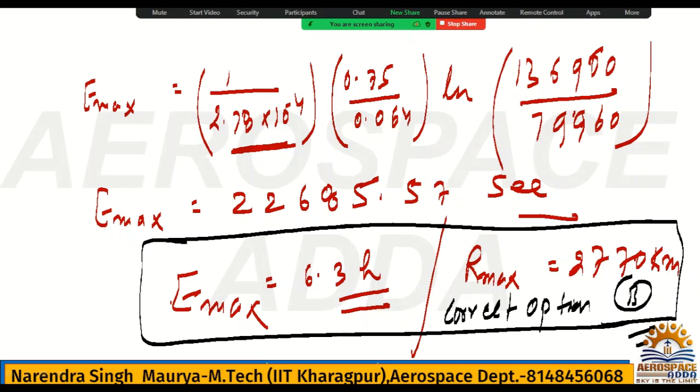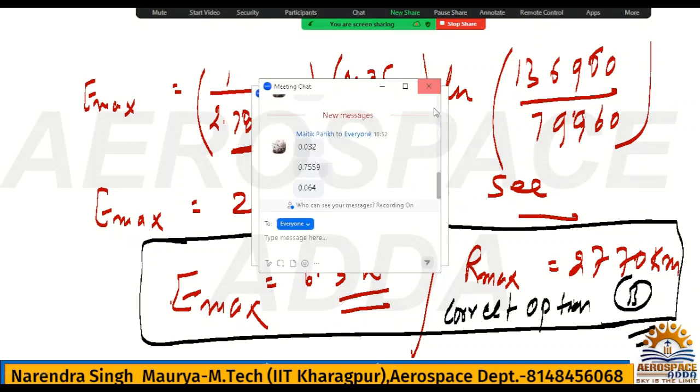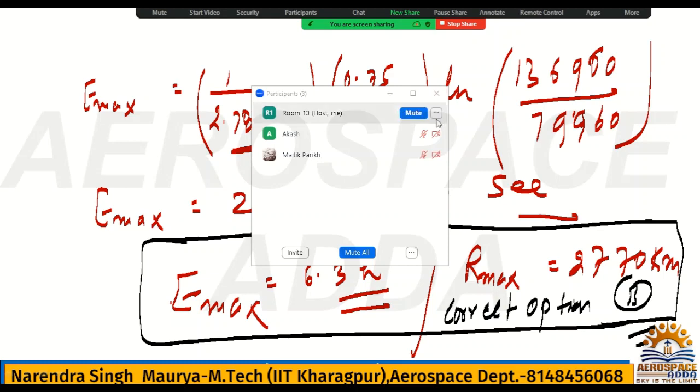Okay, so this problem you have solved, right? There should not be any confusion. And one thing I had not given. So please make one table. I'm just marking up this table only, for range and endurance. For range and endurance, just mark up this table, so it will be easy for you.